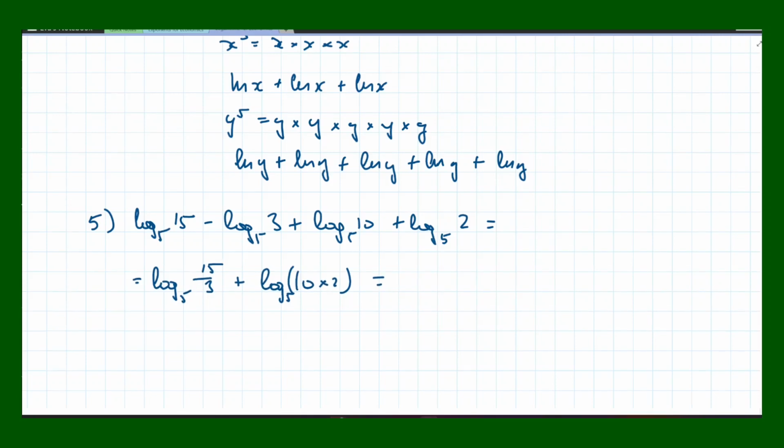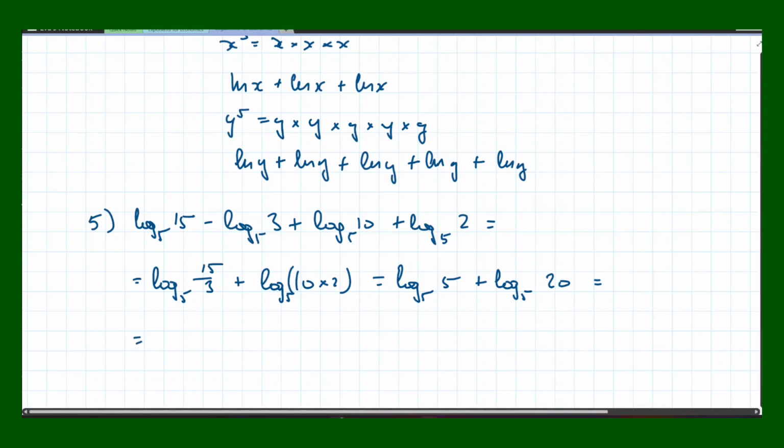Right, let's do the basic algebra here now. So log base 5 of 15 over 3 is going to give me log base 5 of 5, plus log base 5 of 10 times 2 gives me 20. Okay, I still have an addition between my log signs which have the same base. Remember, I can't apply this rule if the bases are not the same, so they have to be the same base. So again, I've got log base 5, bracket open, 5 times 20. So that's going to give me log base 5 of 100.